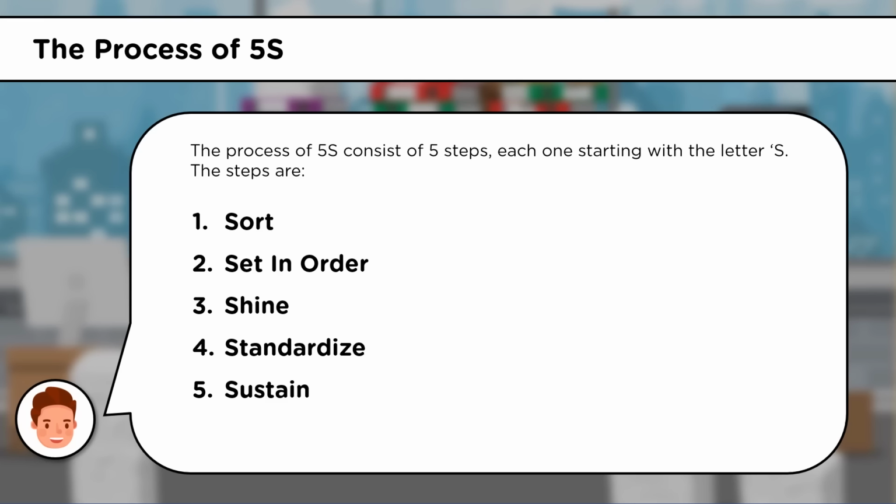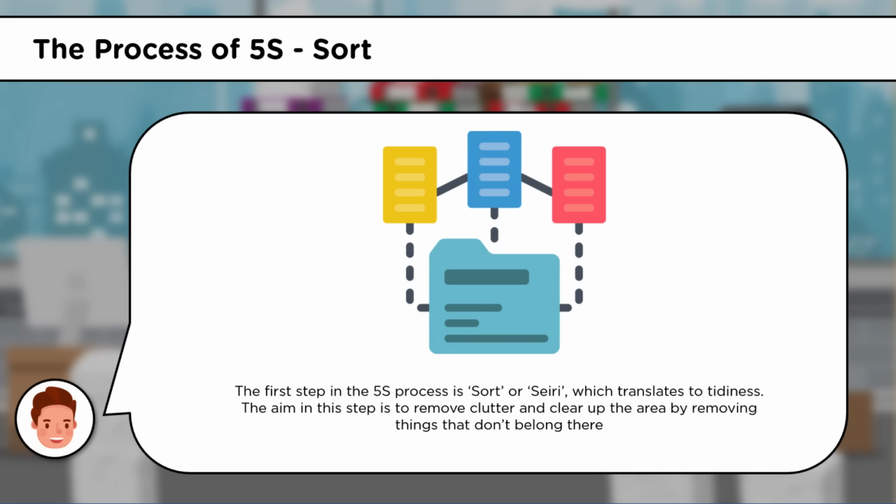Now, the process behind the 5S methodology consists of 5 Japanese terms and their translations, each of which starts with the letter S, hence the name 5S. The steps are sort, set in order, shine, standardize, and sustain. And now for the first step, sort. Sort or seiri in Japanese can be translated to tidiness.